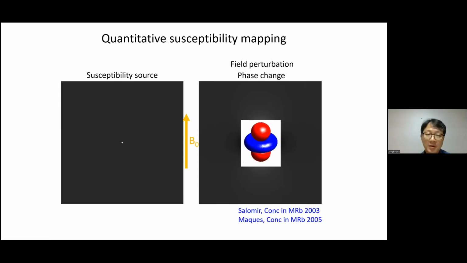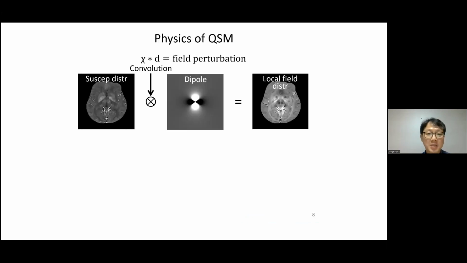And again, the beauty here is that a point source goes to the dipole pattern, and each point source will generate the dipole pattern, meaning that there is a convolution relationship between the source and the dipole pattern. So you can simplify the relationship as shown here.